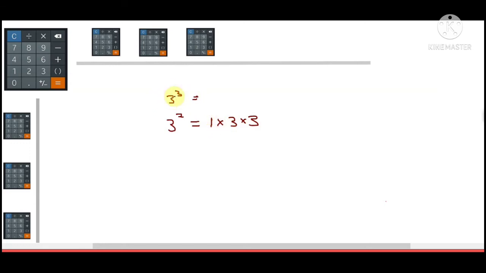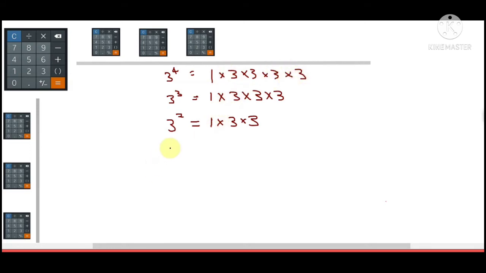So let's continue. 3 to the third power would be 1 times 3 times 3 times 3. And 3 to the fourth would of course be 1 times how many 3's? 4 3's. So that's 1, 2, 3, 4 3's.